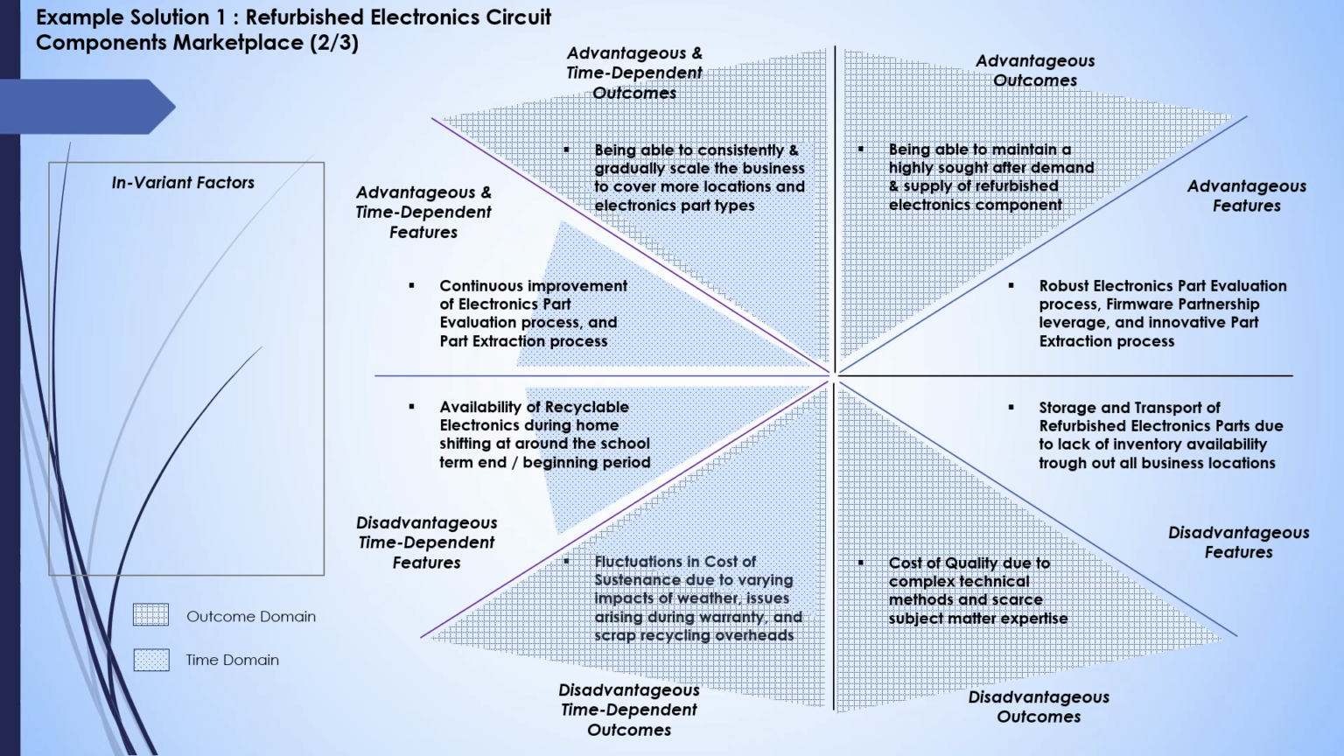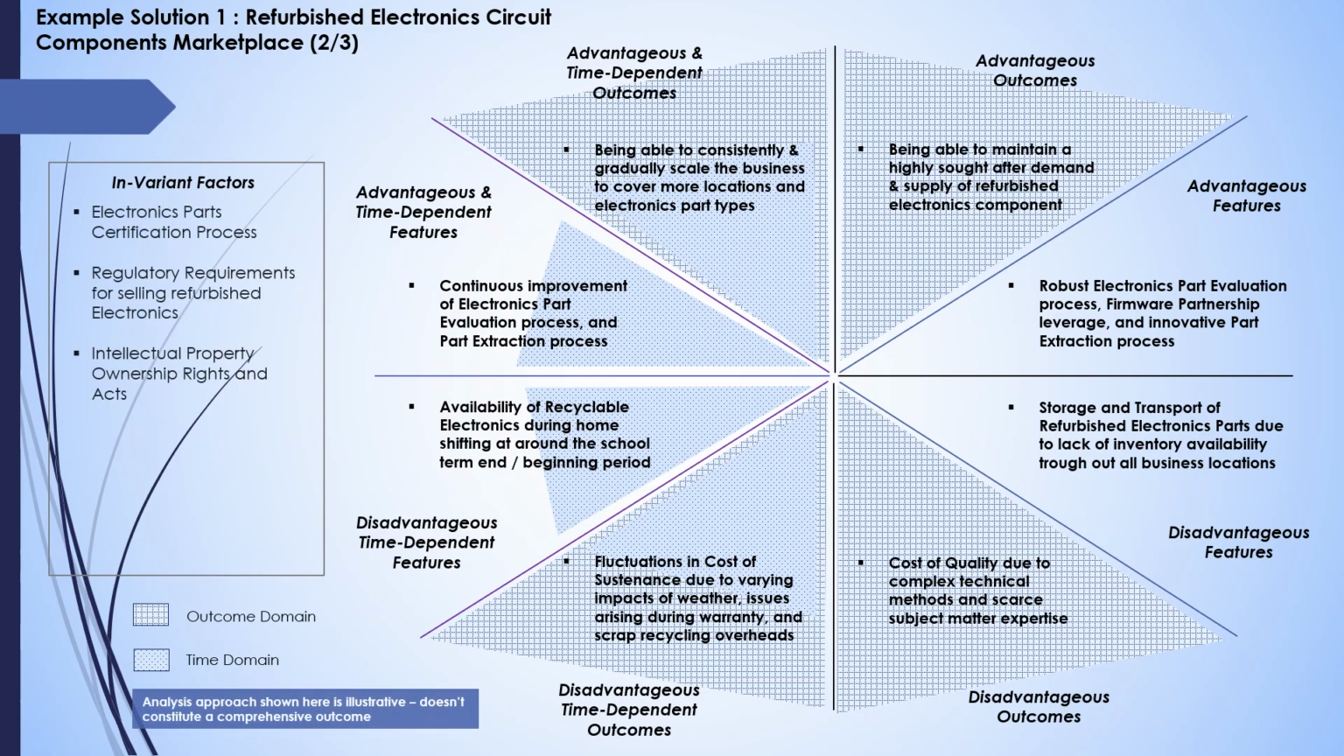And then there are the fluctuations in cost of sustenance, the time-dependent disadvantageous outcomes. Weather-related storage challenges, warranty claim spikes, scrap recycling overheads. These don't arrive in a predictable, manageable stream. They fluctuate, they accumulate. And unless some of them are addressed through the kinds of innovative thinking we explored earlier, automation, lateral packaging design, value extraction from scrap, they become a persistent drag on the solution's financial health.